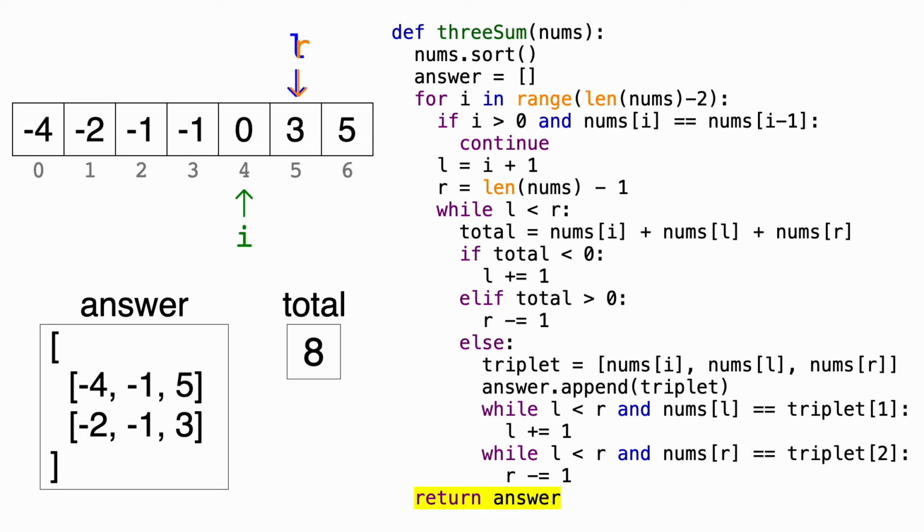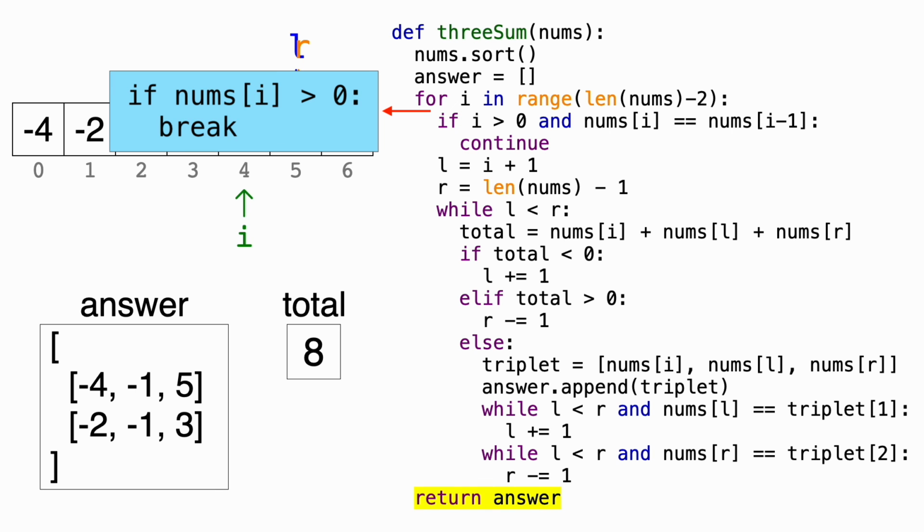Now I'm going to mention this as a bonus, but if you really wanted to optimize, then before starting each loop, you could check if the number at index I is greater than 0, and if it is, then just break out of the loop right away and return the answer. The reason this works is because since the array is sorted, we know that the number at index I is going to be the smallest out of the three numbers. So if the number at index I is already greater than 0, then there's no way that any of the other numbers, which are all larger, are going to sum up to 0. So in the case that you were given a very long array with lots of positive numbers, this piece of code right here would allow you to exit early and save some time.